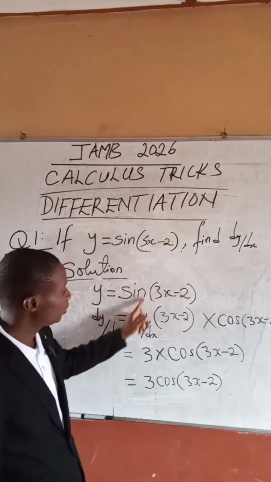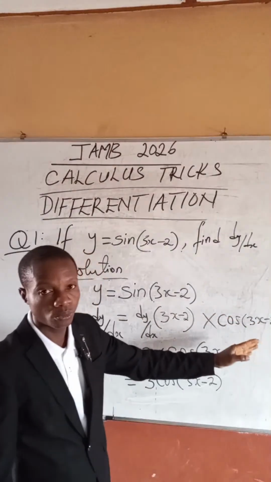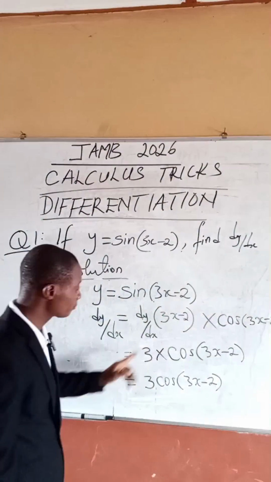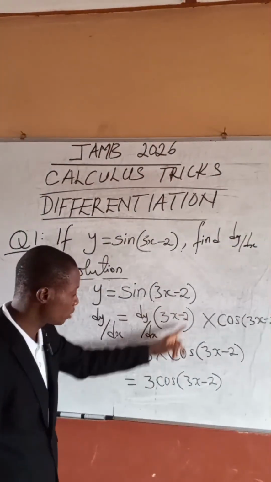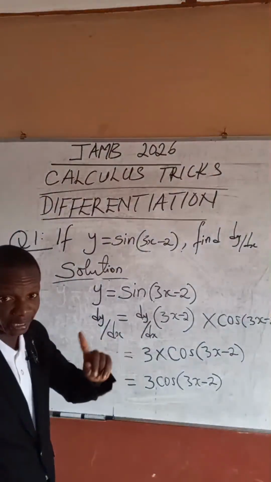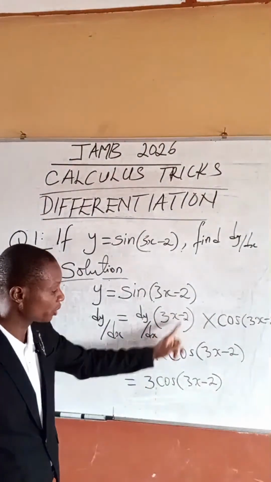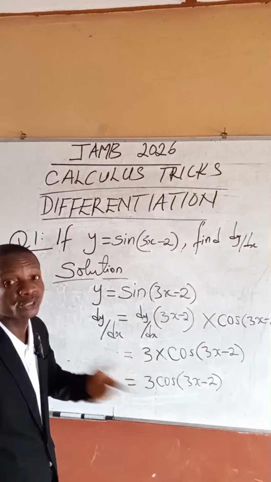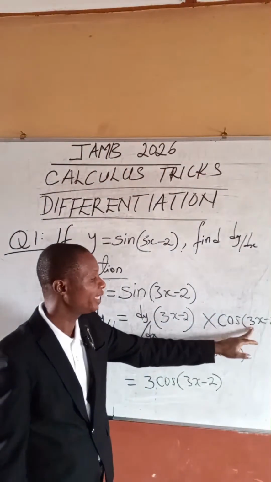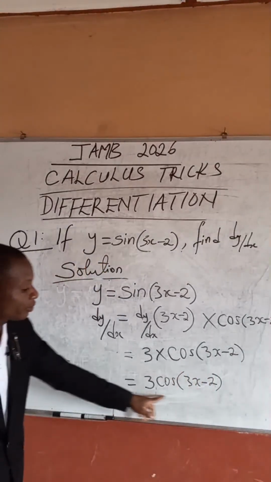But before then, change the sine to cosine. Then repeat the angle. Remember, whatever we have here represents the angle. So once you are done differentiating this one, we are going to get 3, not 3x, sorry. Because when we differentiate 3x, we'll get 3. And when we differentiate the constant, we get 0. So 0 is nothing. Then multiply it by the cosine of 3x minus 2. Look at it here. And that gives us this answer.